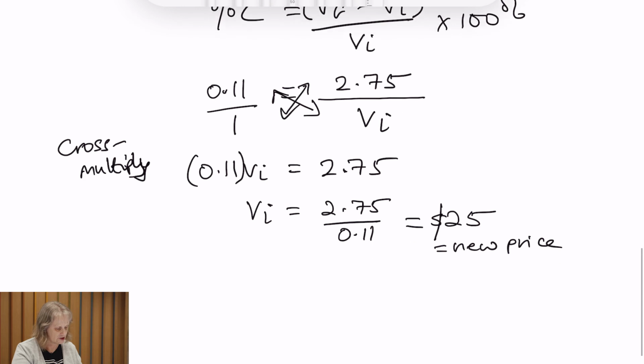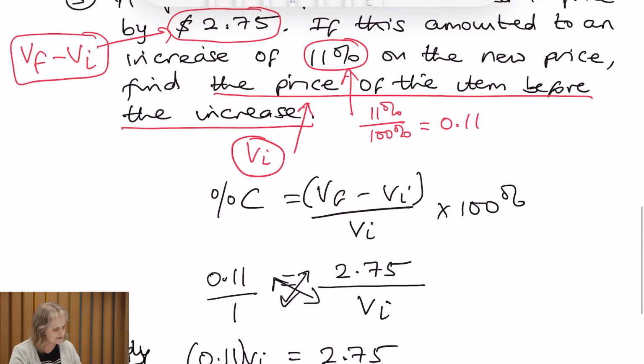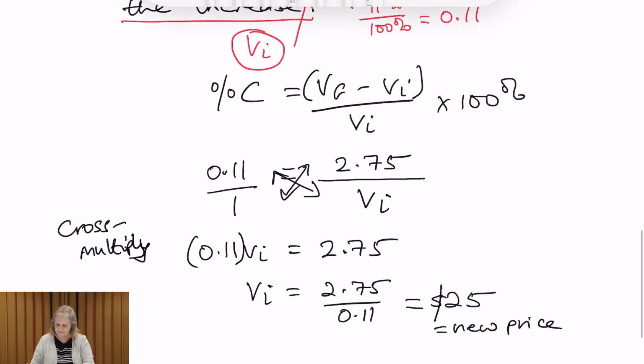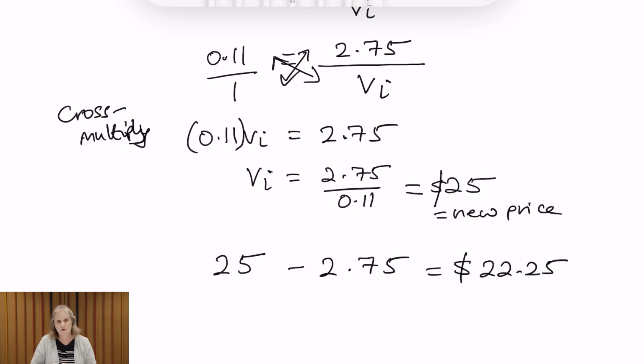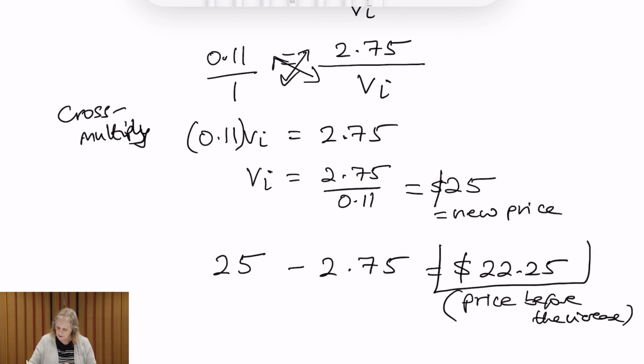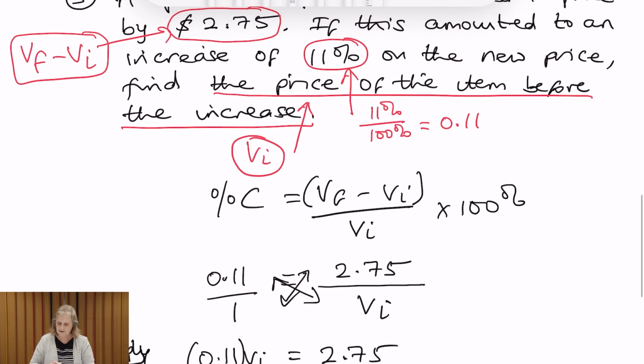Now remember, our question is asking us to find the price of the item before the increase, before this 11% increase. So we have to do one extra step here so that we can answer the question correctly. We've got the new price of the pants, $25. We're going to subtract the difference, the 2.75, and when we do that subtraction we get 22.25, but we know that's a dollar amount, and this will give us the price before the increase is applied. So this is the value that we're looking for to finally answer the question.